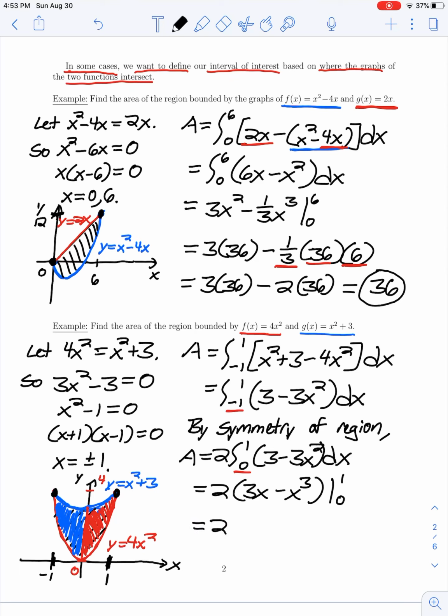So we have now 2 times, when we substitute 1 in for x, 3 minus 1 cubed, which is 2. And then we subtract the value that we get by plugging in 0 for x. But we see when we plug in 0, we have 0. So we're left with 2 times 2, or 4 square units for the area of that region. So this last example illustrates that if we have a region which is symmetric about some line, we can maybe just integrate over half of our interval and then double the area that we found in order to get the area of the full region.